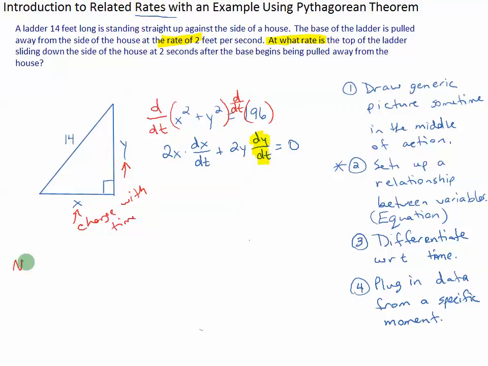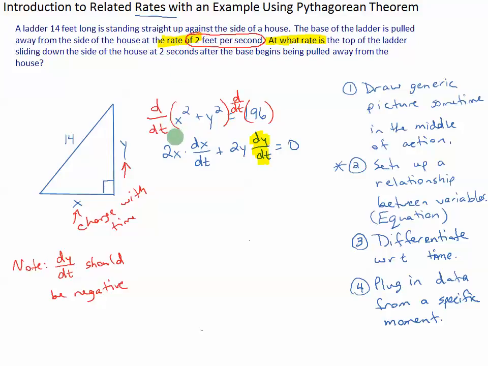So note, dy/dt should be negative. The reason for that is y is decreasing as the ladder slides down the house. So the rate at which y is changing is a negative rate because y is decreasing. However, dx/dt is being pulled this way. X is increasing, so dx/dt will be a positive number. In fact, we know that dx/dt is 2 feet per second.